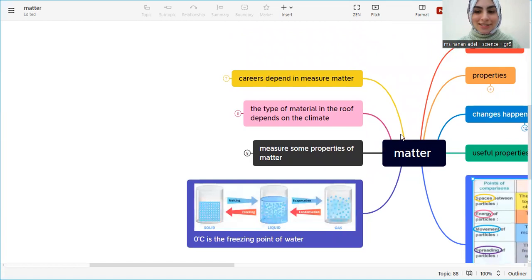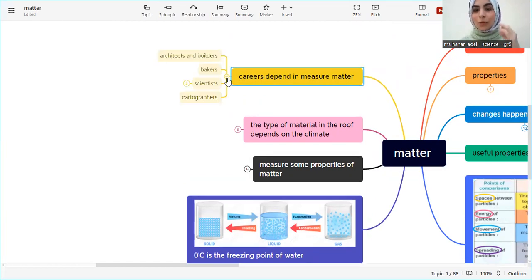The next point is about matter, which is the careers or jobs that depend on measuring matter. We studied 4 jobs that depend on measuring matter. The first one, architects and builders. To build our homes, they need to measure the length and the width of the wall, and so on, to build it. So this is the first one. We have the baker, who cooks things for us, especially a delicious cake. They have to know the correct ingredients, the mass and the volume of the things. So this is the baker.